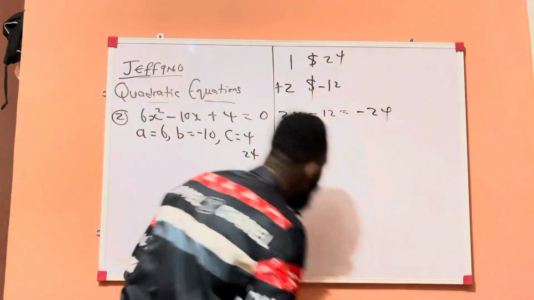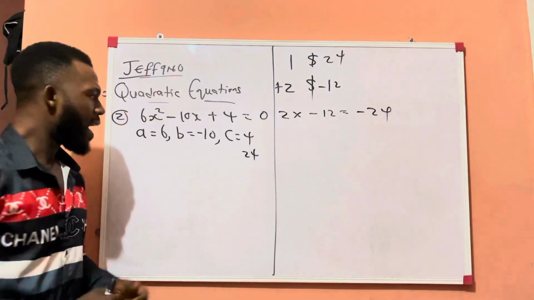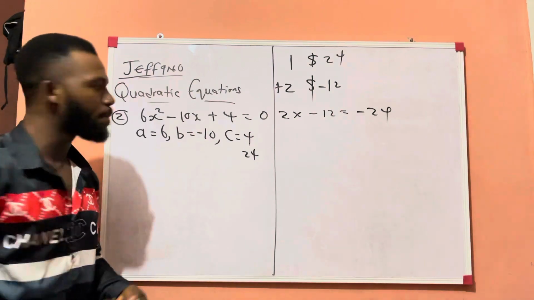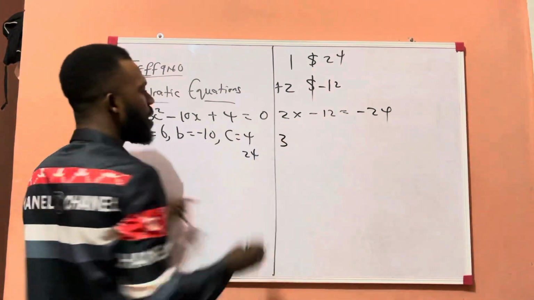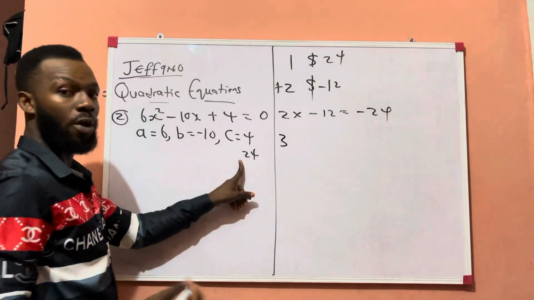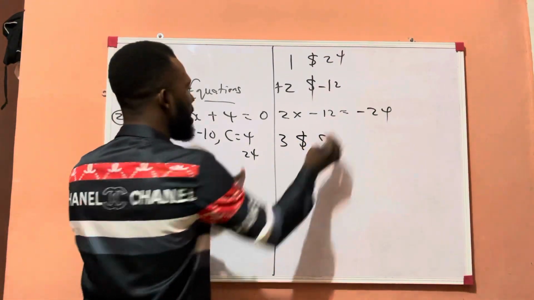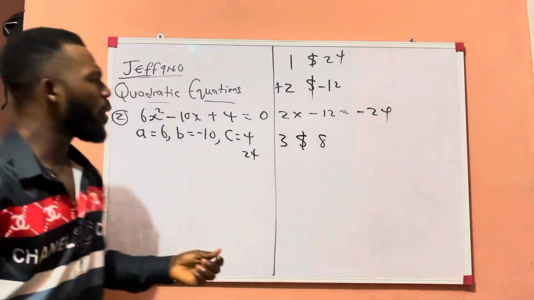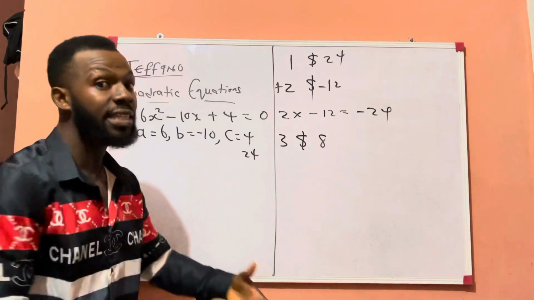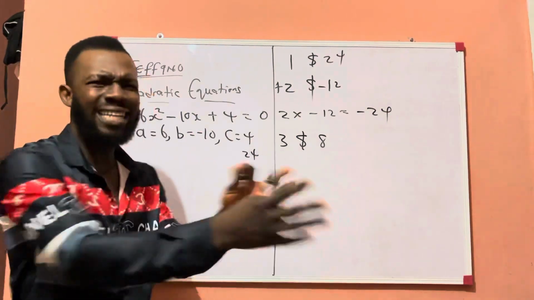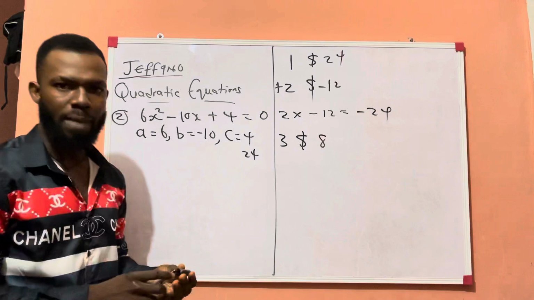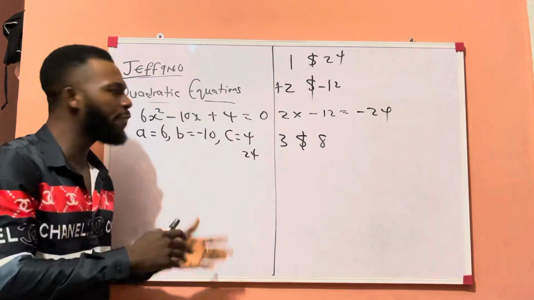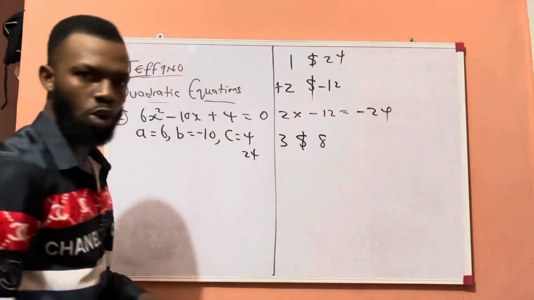Now, let us go to the next factor of 24. I think the next factor of 24 is 3. Now, how many times will 3 go into 24? 8 times. So it means we have 3 and 8. Although 3 times 8 is 24, there is no way we can add 3 and 8 together to give us minus 10. So we will leave 3 and 8.